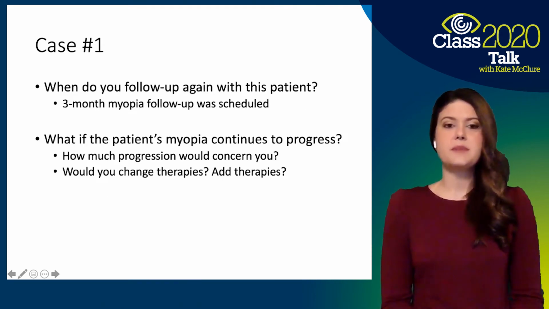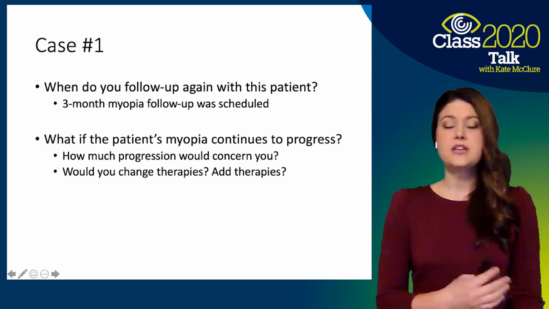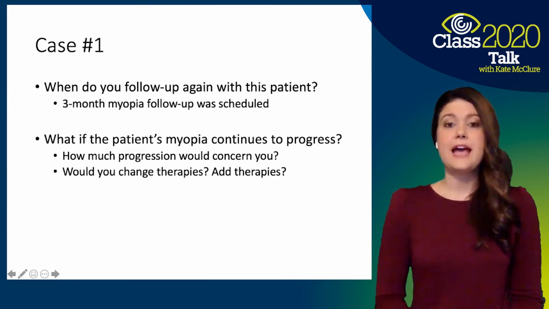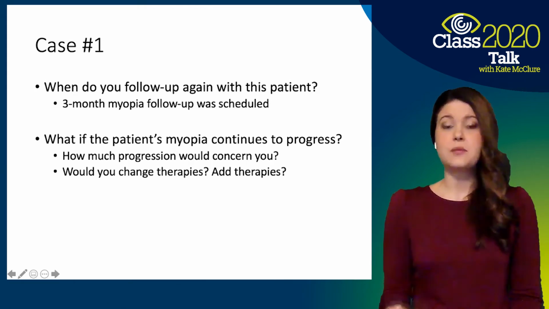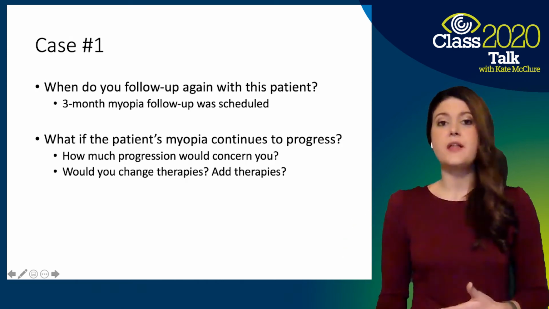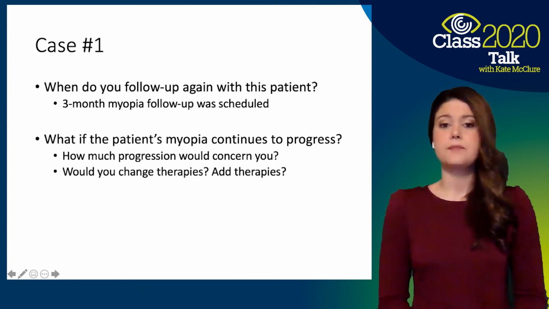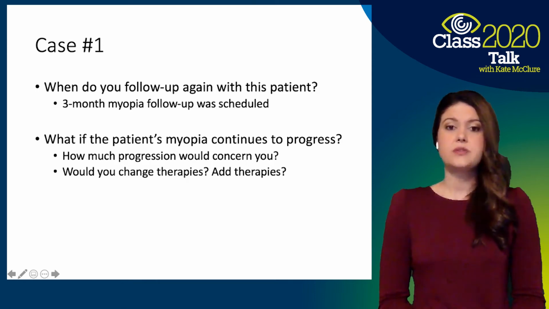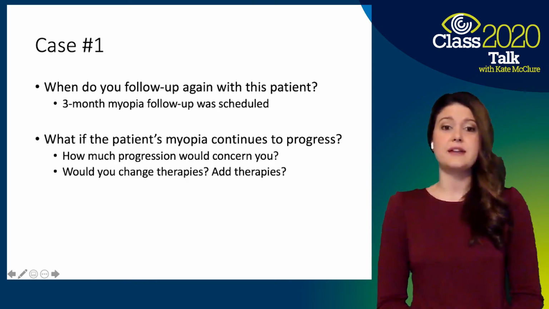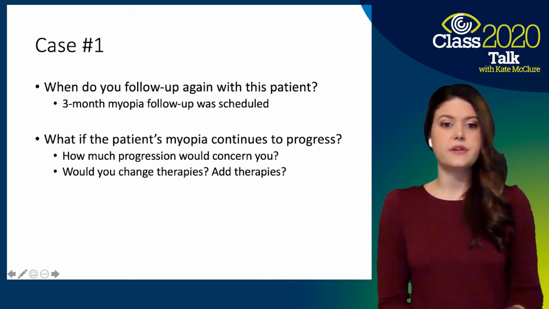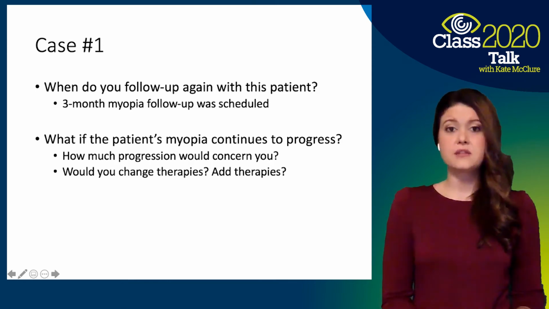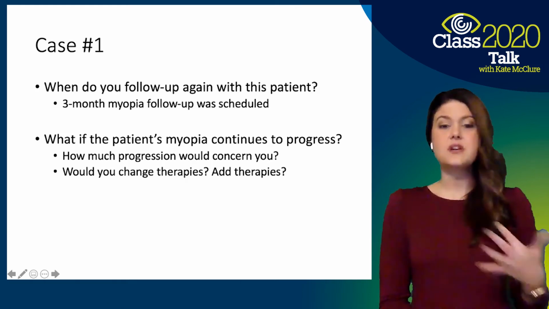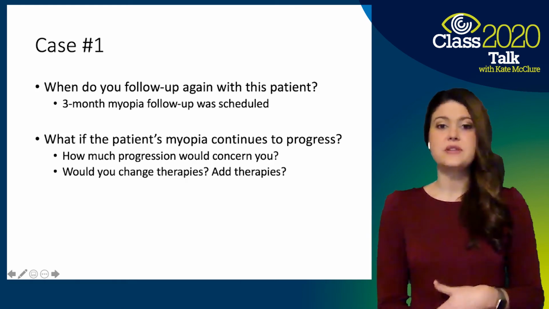Now, when do we want to follow up with this patient again? So anytime I've established that a patient is in a myopia management therapy and they're doing well and I'm thinking we're going to have good success, after I've established that the initial treatment's working well, generally I'll follow up with the child in about 3 months' time. At that 3-month follow-up, there's some questions you need to consider. So what if the patient's myopia continues to progress? How much progression would concern you? Would you change therapies? Would you maybe add a therapy? These are all things we need to think about when we're scheduling this 3-month follow-up.